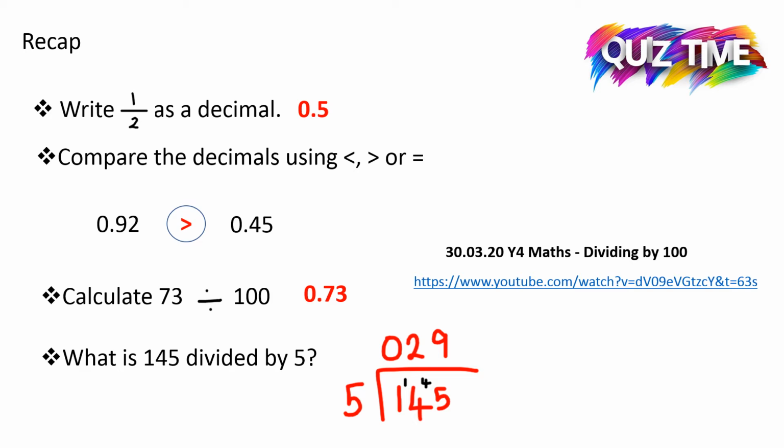145 divided by 5. Now this is the bus stop method and you've gone through this with Miss Naidu. The answer was 29. Well done if you got those correct, and if not, that's fine. Just pause and take a look at where you went wrong.